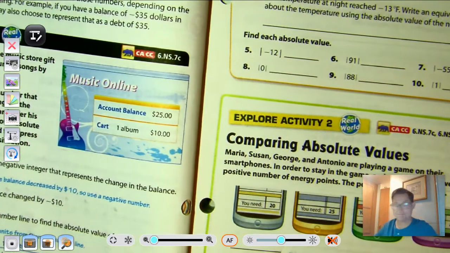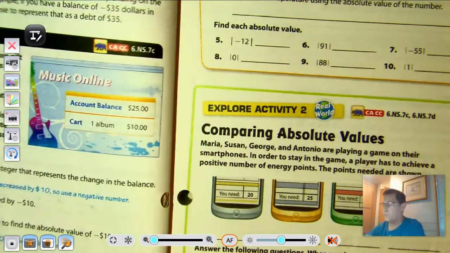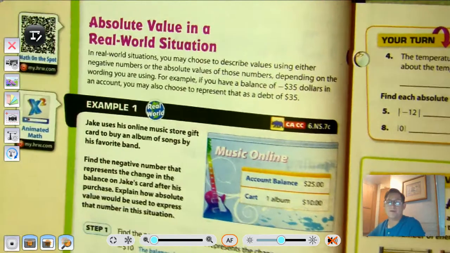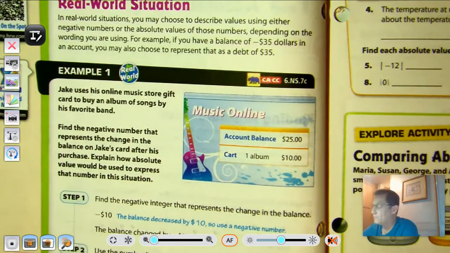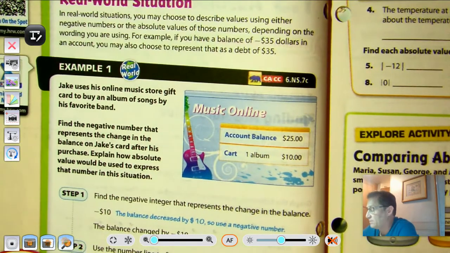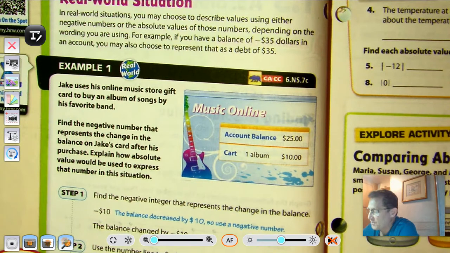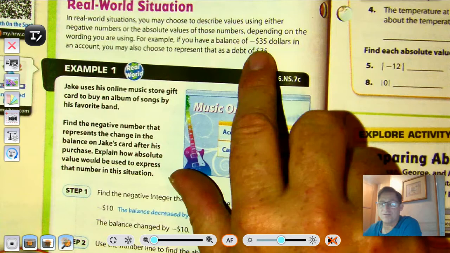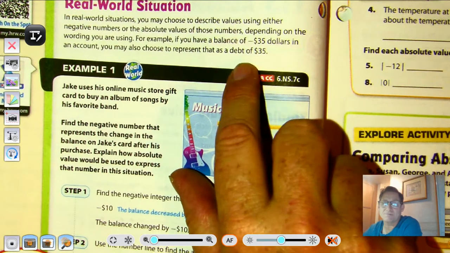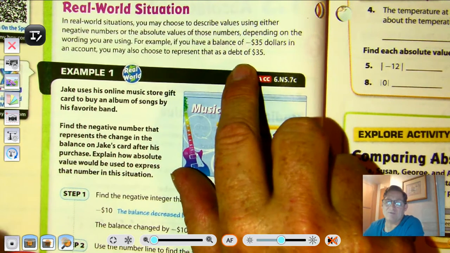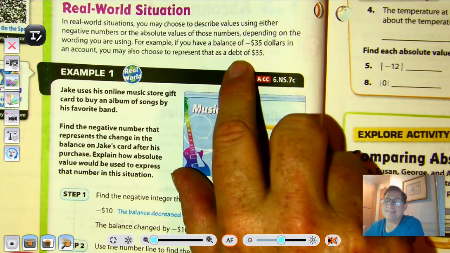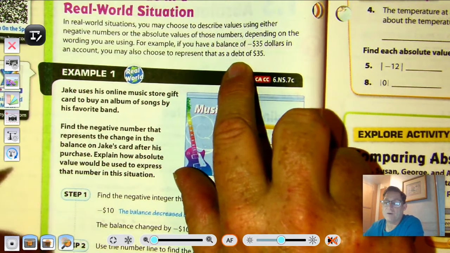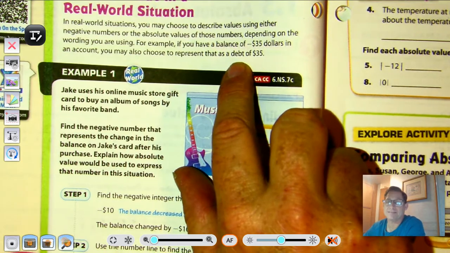All right, page 20. In real world situations, you may choose to describe values using either negative numbers or the absolute values of those numbers, depending on the wording you're using. For example, if you have a balance of negative $35 in the account, instead of using negative, we can just say it has a debt of $35. The word debt represents that this is a minus.